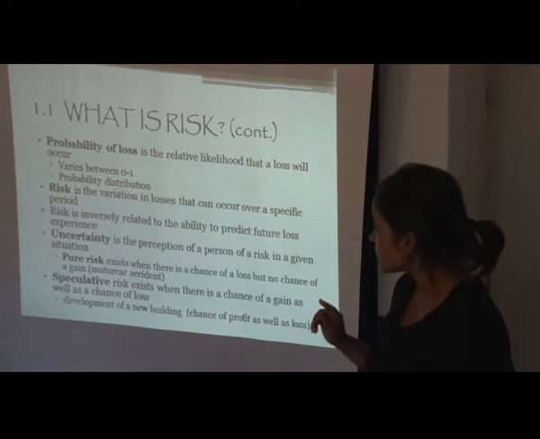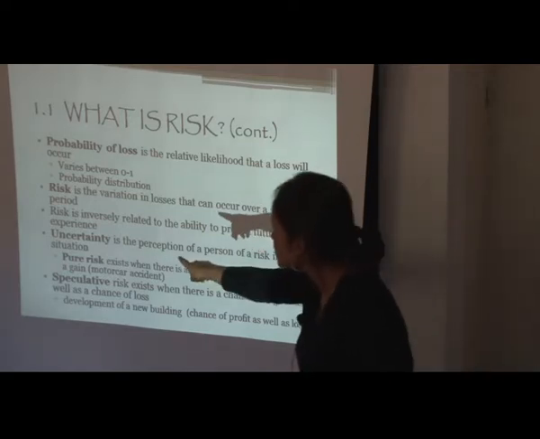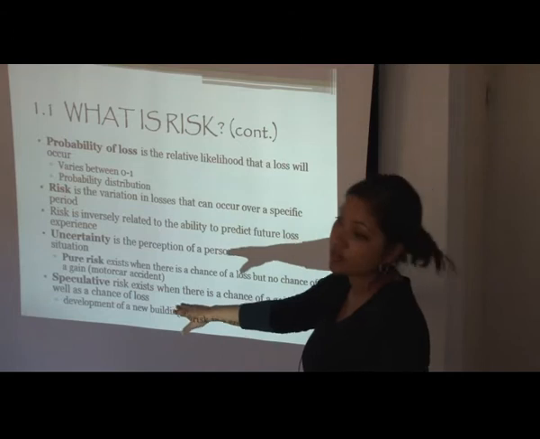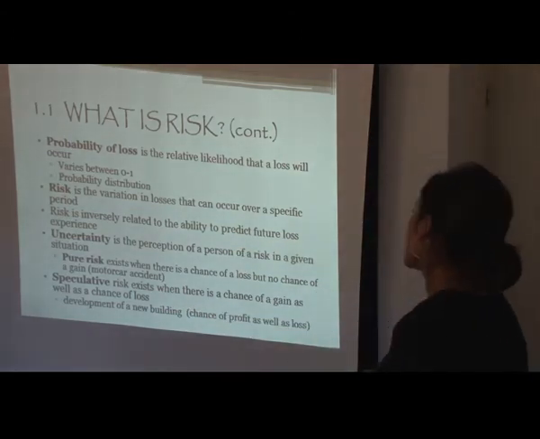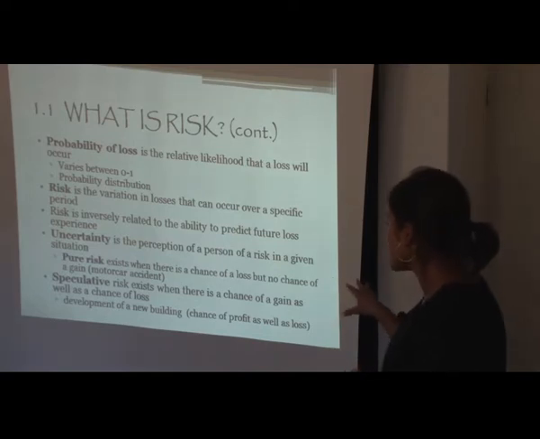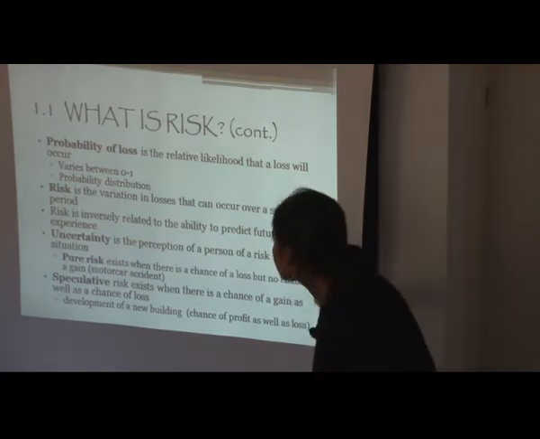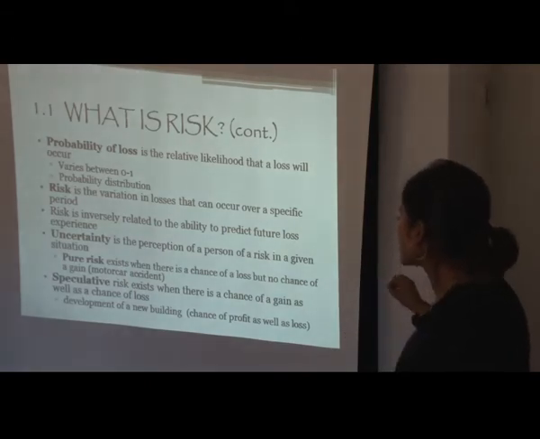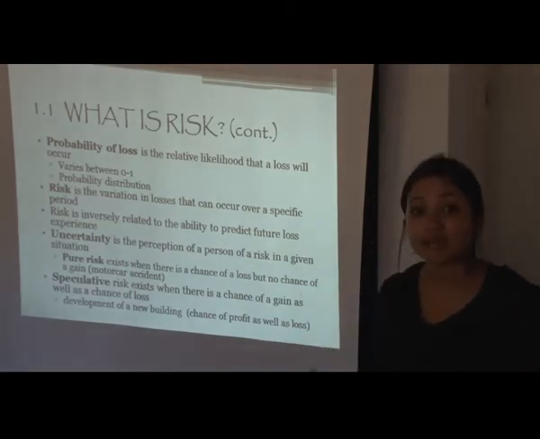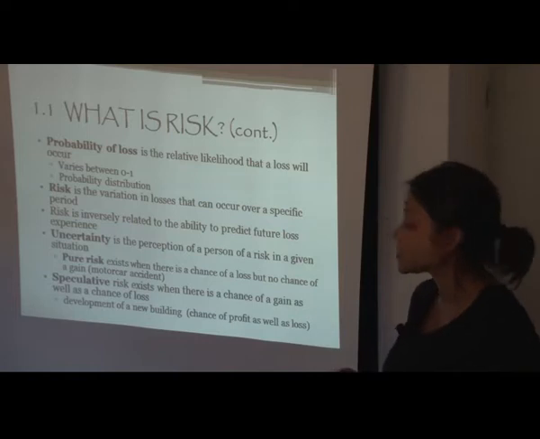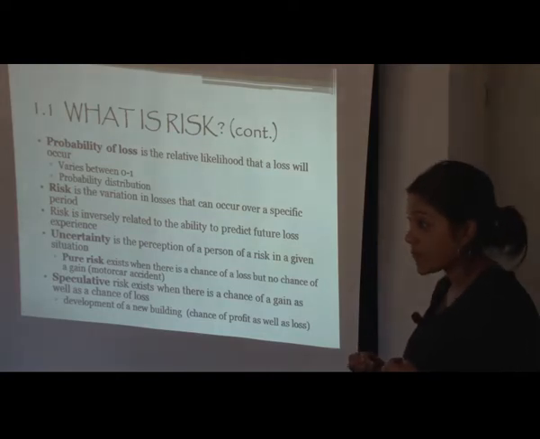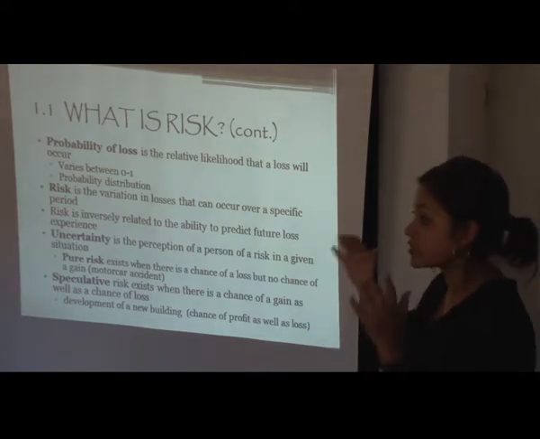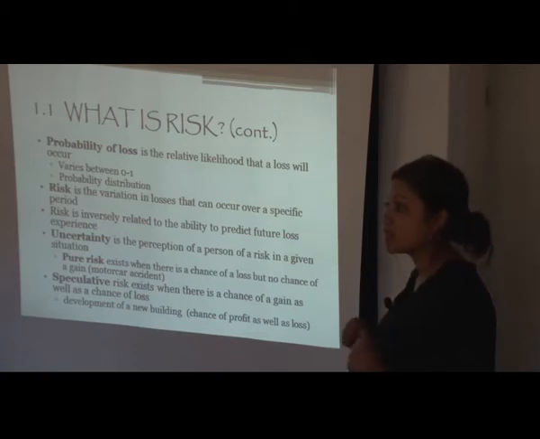I want you to differentiate between the following 2 kinds of risk: pure risk and speculative risk. Pure risk exists when there's a chance of a loss but no chance of a gain. Like a motor car accident, they use that as an example. A fire in a building would be a pure risk because there's nothing that can be gained from it. With a fire, you can only expect damage and a loss to occur.